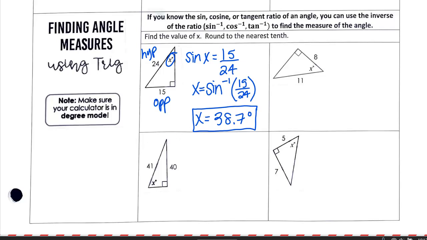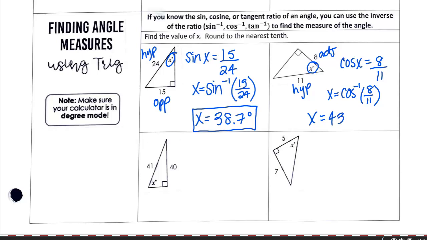All right, let's look at the next one. Here's our angle that we are trying to find, and the information that we have. We have an adjacent side and a hypotenuse, which means we're using cosine. So we set up our problem. Cosine of x is equal to adjacent over hypotenuse. And now we're going to show our work. Into our calculator, we're going to type the inverse cosine of 8 over 11. We type that in our calculator, and we get x equals 43.3 degrees.